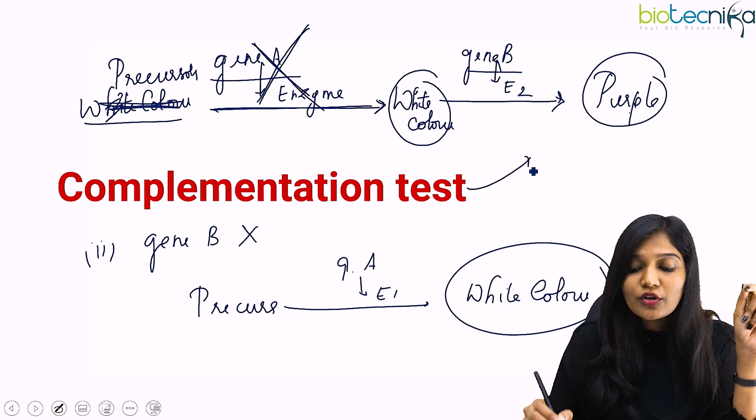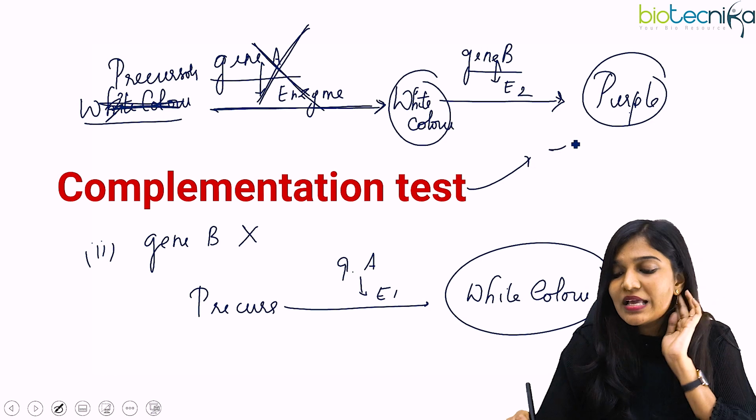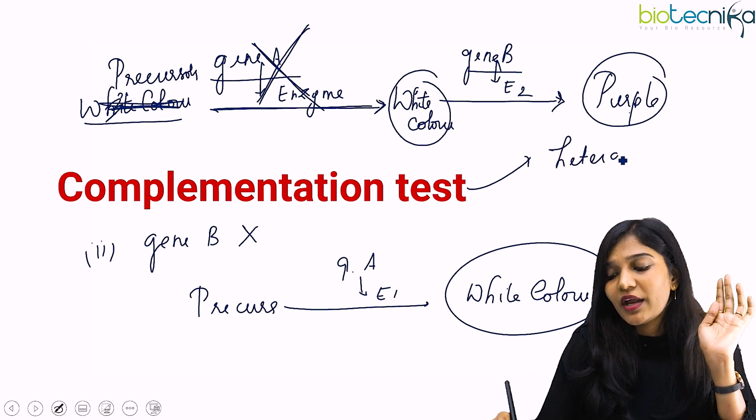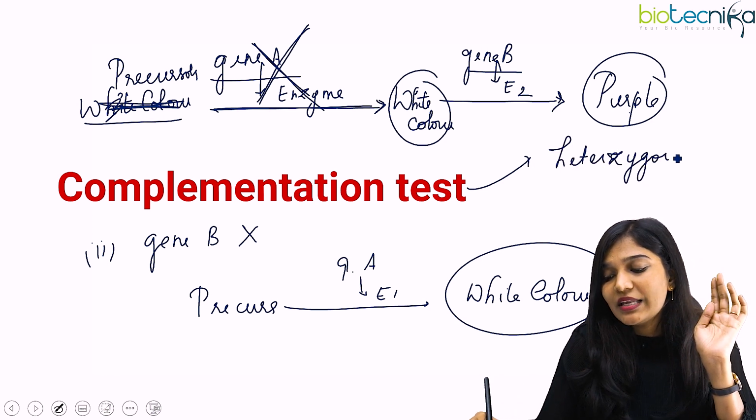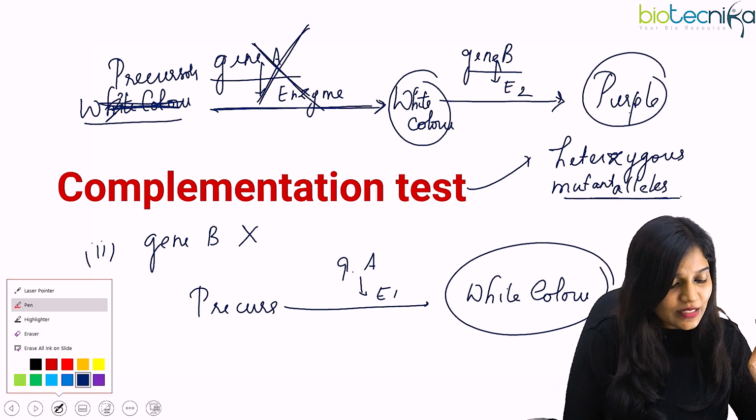But here we are going to talk about the complementation test. When do we use this complementation test? This complementation test, we use it for heterozygous alleles or mutant conditions, we can say. So let us take some examples.